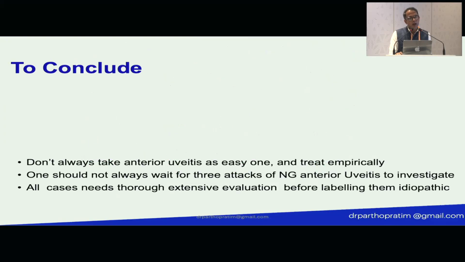To conclude, do not take anterior uveitis as an easy one and treat empirically. Always you need to make a diagnosis. One should not always wait for 3 attacks of non-granulomatous anterior uveitis to investigate. Sometimes you may require to investigate these cases also. All cases need thorough, extensive evaluation before labeling them idiopathic.